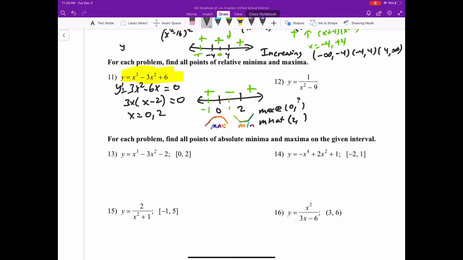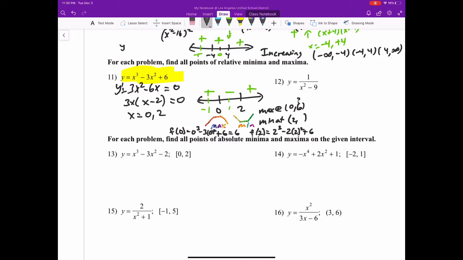So let's go ahead and plug it in. I'm running out of space, so I'll write it down here in the bottom. What is f at 0? It is equal to 0 cubed minus 3 times 0 squared plus 6, which is just 6. That's a 6. And f at 2 is 2 cubed minus 3 times 2 squared plus 6.